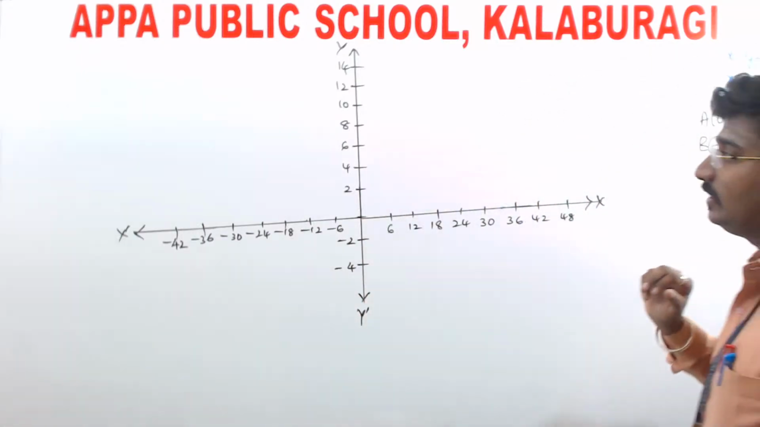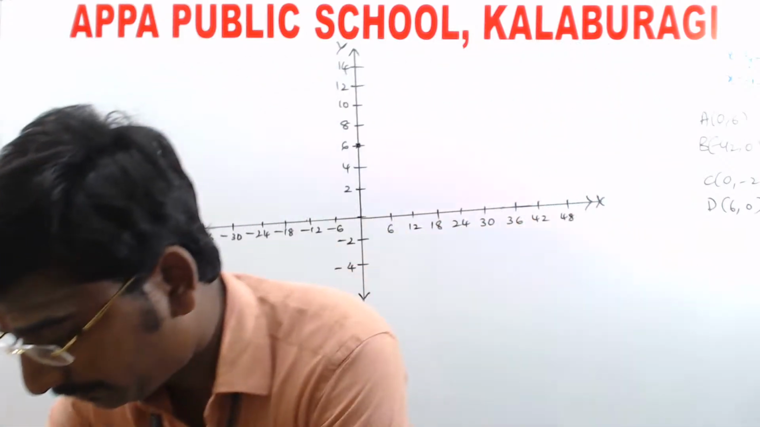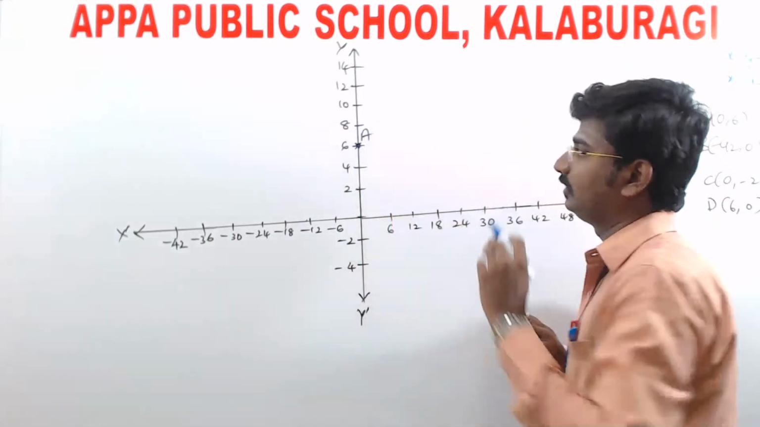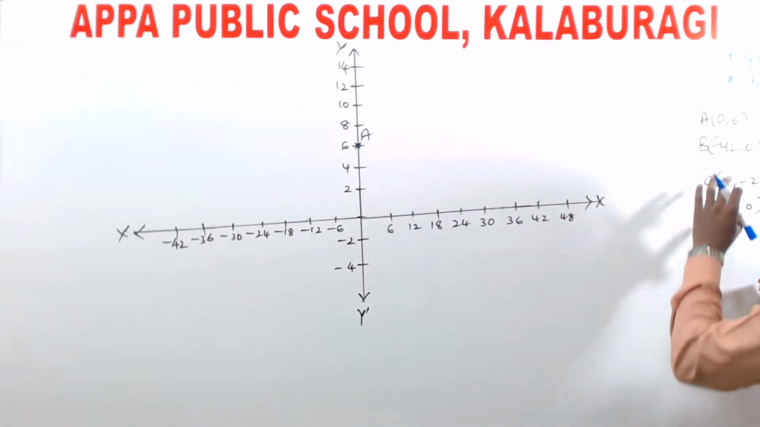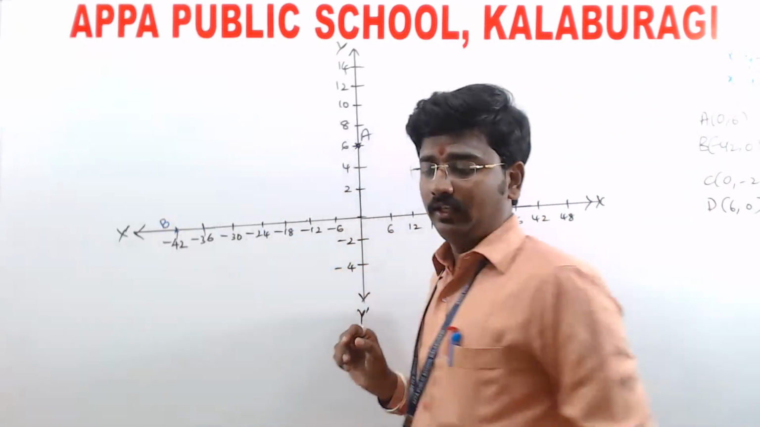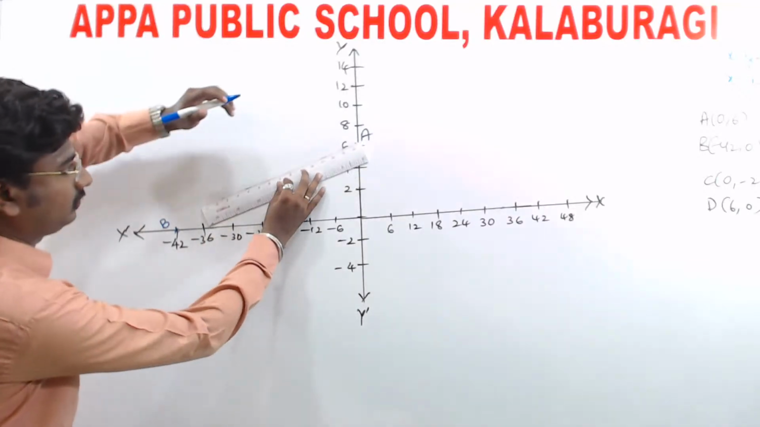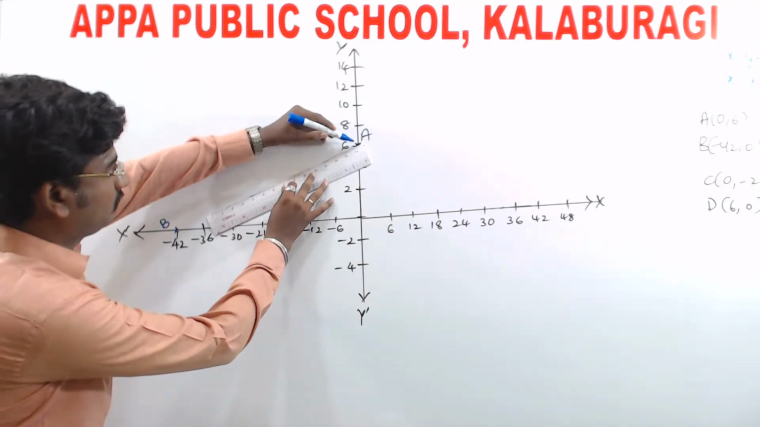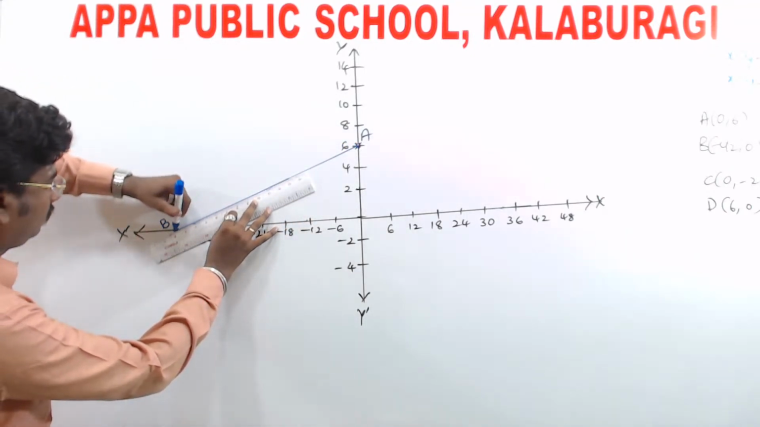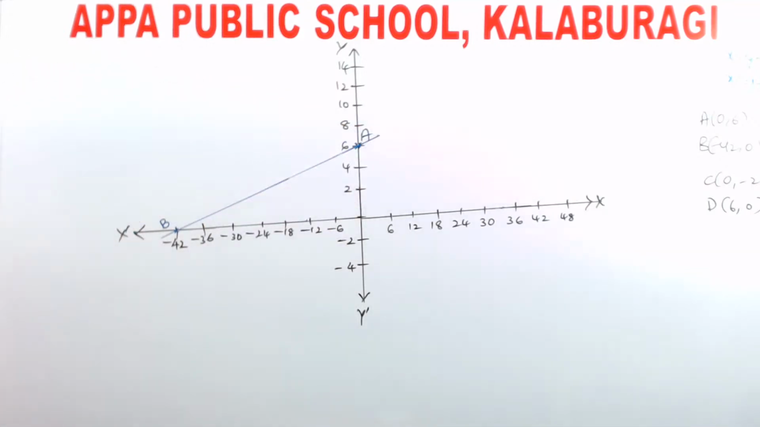What was point A? 0,6 here. Point A, I will use a different color. Point A is 0,6. Okay. Point B is minus 42,0. This is point B. Now I will join A and B. So this was the first line.